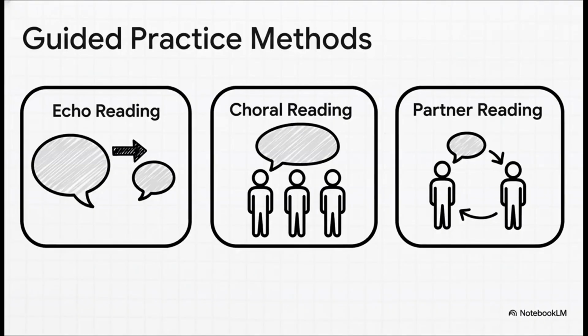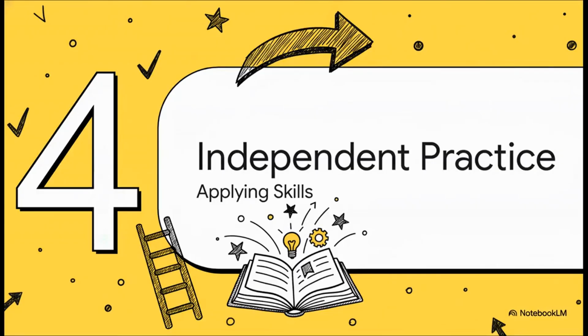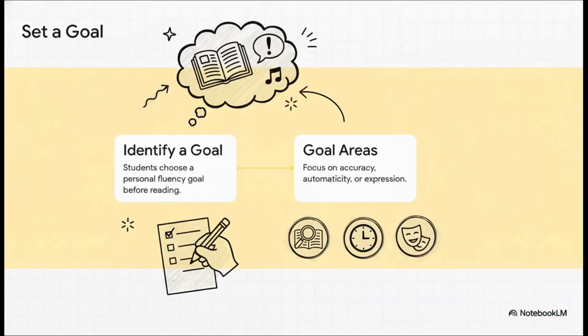The whole point is to give them a low-stakes way to try it out. Okay, so we've practiced together, and now it's time for that gradual release of responsibility. We're moving into the you do, where students start to fly on their own and really take ownership of their own fluency journey. This step is all about student agency.